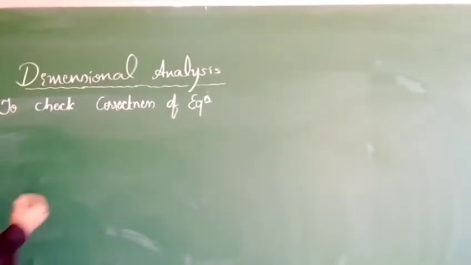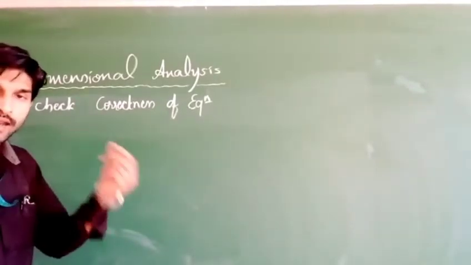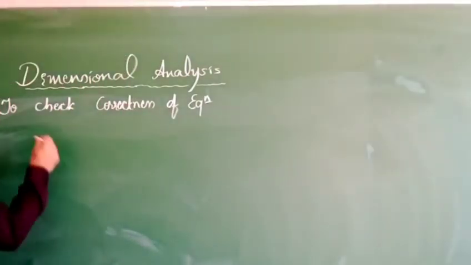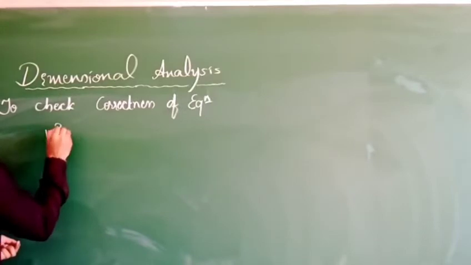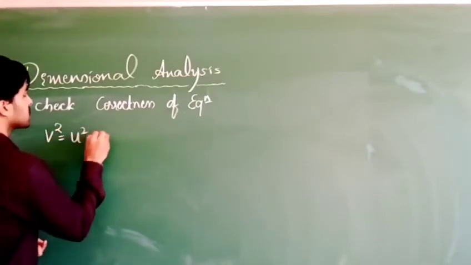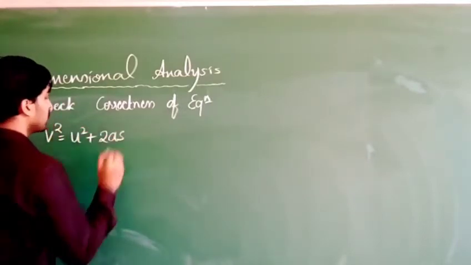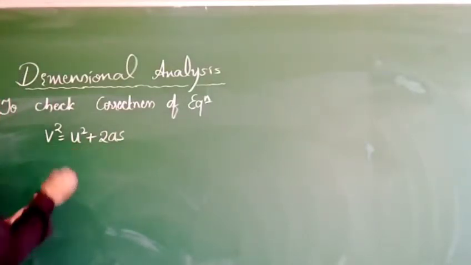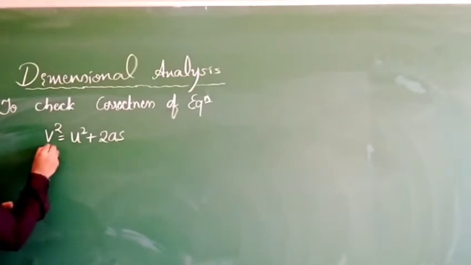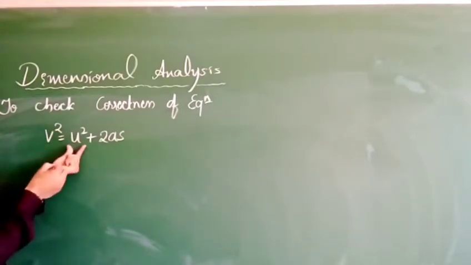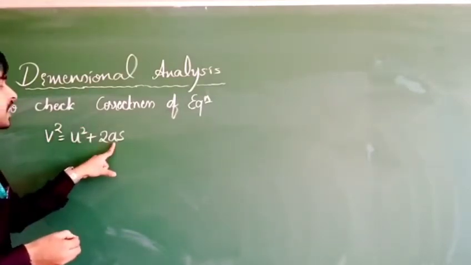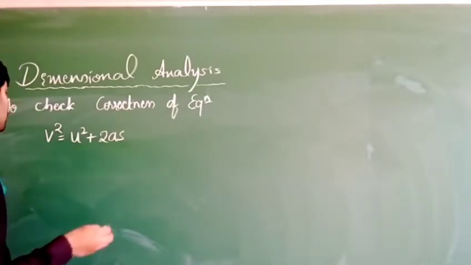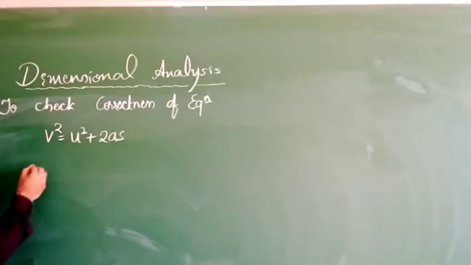Okay? Next, let us consider a second example to check correctness of an equation. So let us consider V square is equal to U square plus 2AS. In kinematics, you had come across this equation. V square is equal to U square plus 2AS, where V is final velocity, U is initial velocity, A is acceleration, S is displacement. Correct now? So one by one we will go and check.